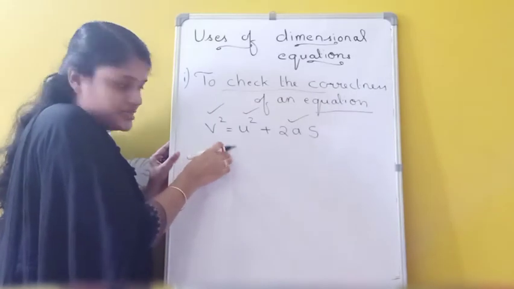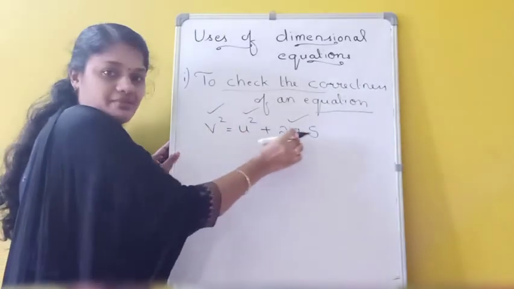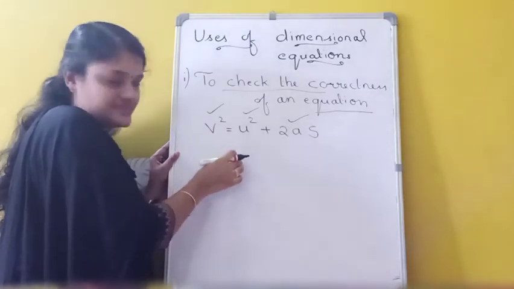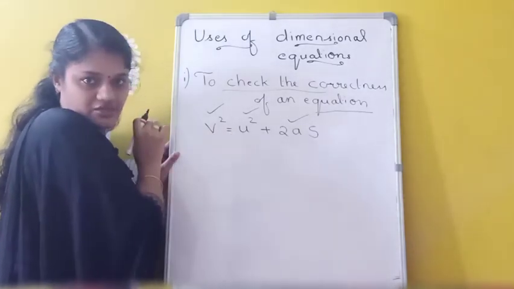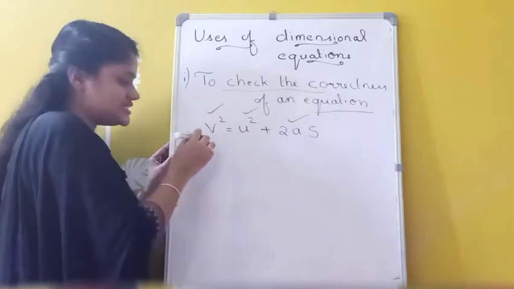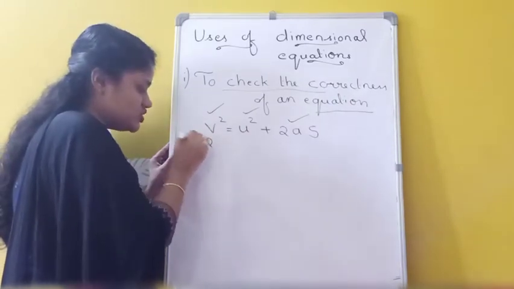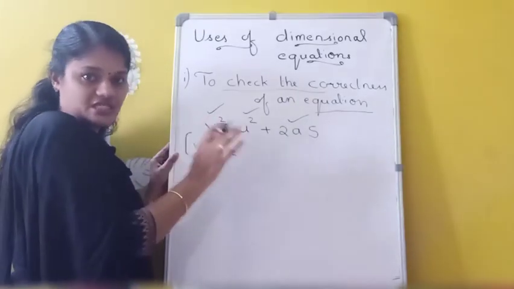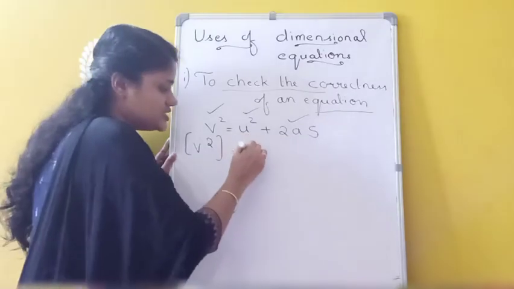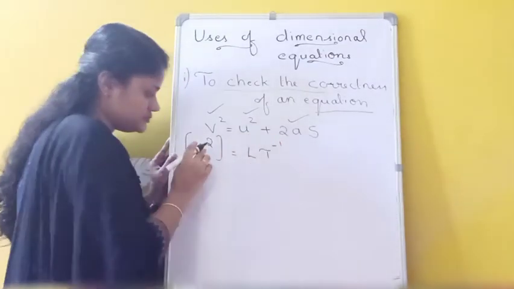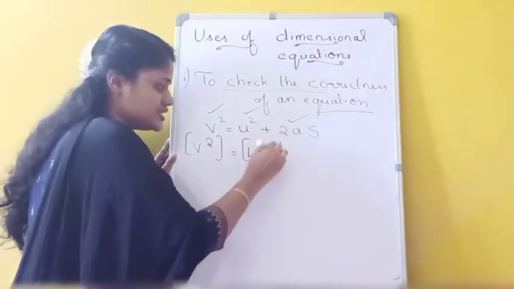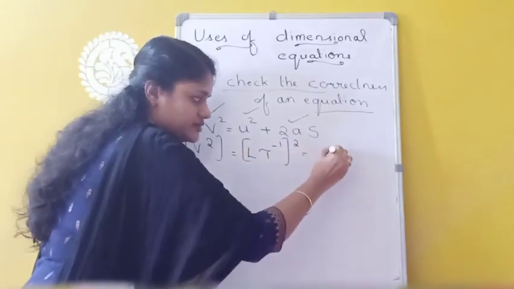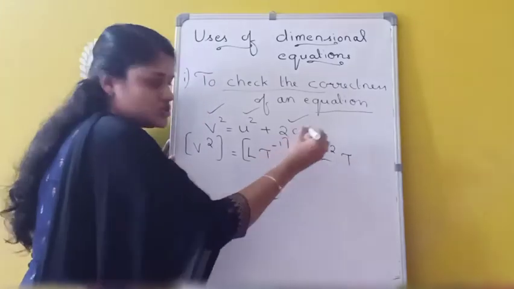We should find the dimensions of each term in this equation, and if the dimensions are the same, then we can say that this equation is dimensionally correct. First of all, find the dimension of v square. V means final velocity. What is the dimension of velocity? LT raised to minus 1. It is squared here, so LT raised to minus 1 the whole square, that means L square T raised to minus 1 into 2, which is minus 2.